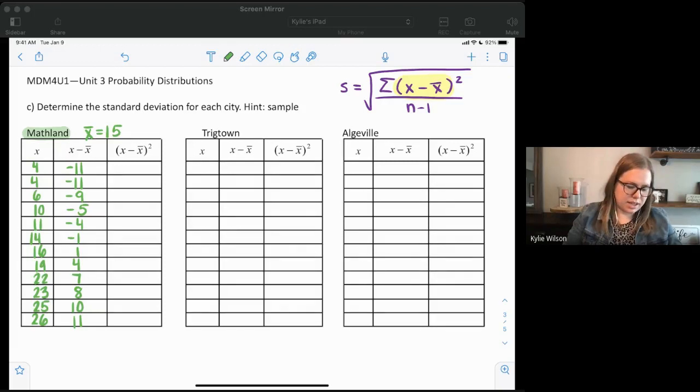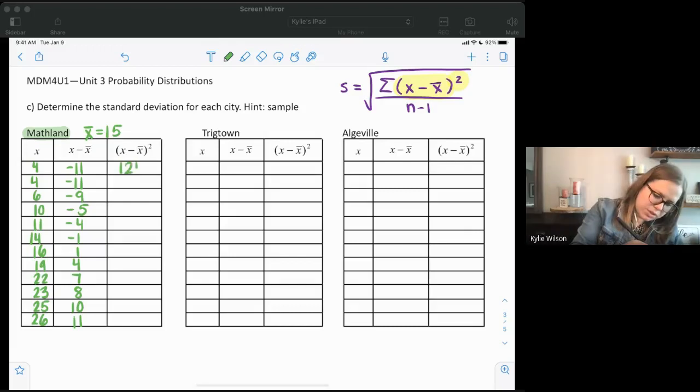Now, what we're going to do is we did that middle bit. Now I'm going to square each of those. So 11 squared is 121. 9 squared is 81. 5 squared is 25. 4 squared is 16. Negative 1 squared is 1. 1, 16, 49, 64, 100, 121.